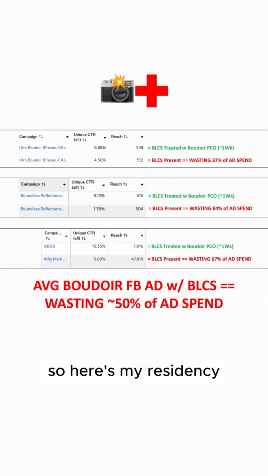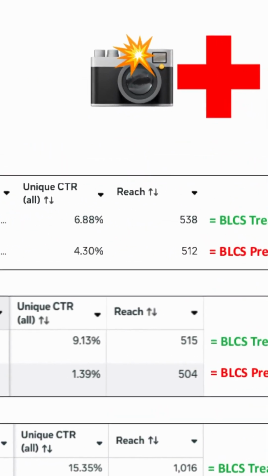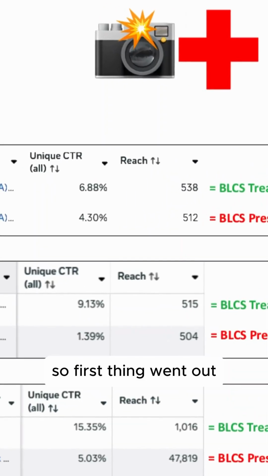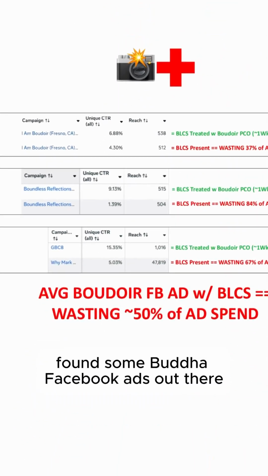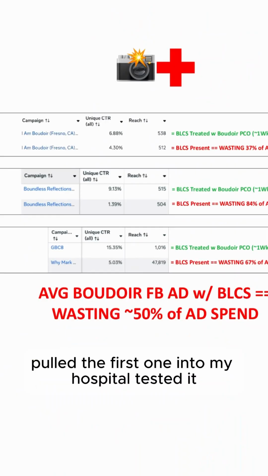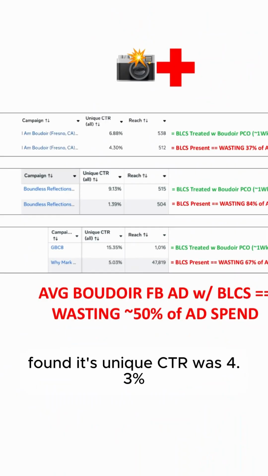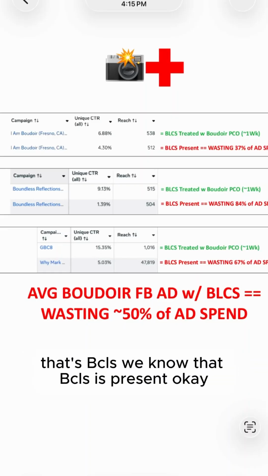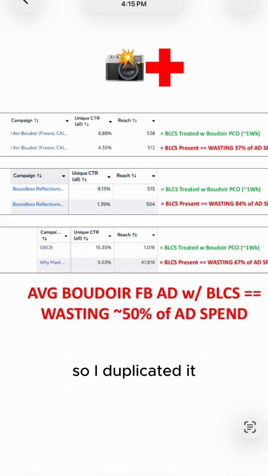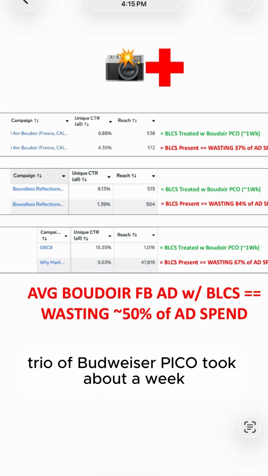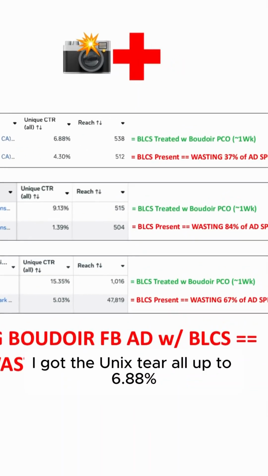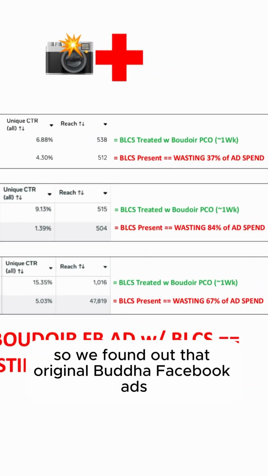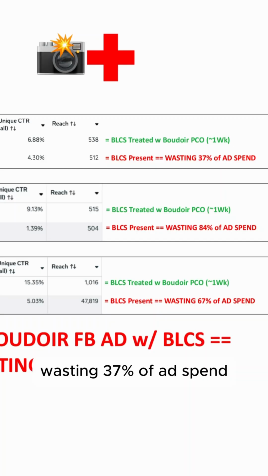So here's my residency on the way to doing Boudoir Facebook ad doctor. First thing, went out, found some Boudoir Facebook ads out there, pulled the first one into my hospital, tested it, found its unique CTR was 4.3%. That's unique CTR under 6%, that's BLCS. So we know that BLCS is present. So duplicated it, treated with Boudoir Pico, took about a week, got the unique CTR up to 6.88%. So we found out that the original Boudoir Facebook ad was wasting 37% of ad spend.